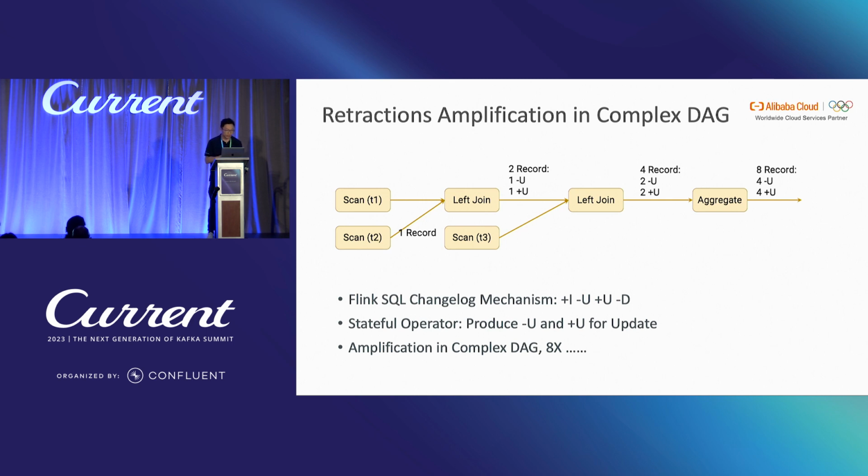output 2 records, one update before and one update after. And then the next left join will output 4 records, 2 update before and 2 update after. And the aggregation will output 8 records, 4 update before and 4 update after. You will find a small amount of data triggered a lot of computation, consuming a lot of machine resources.